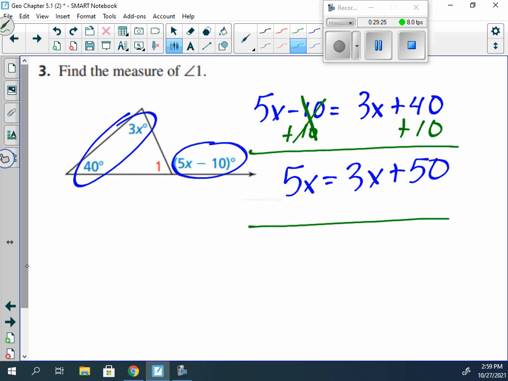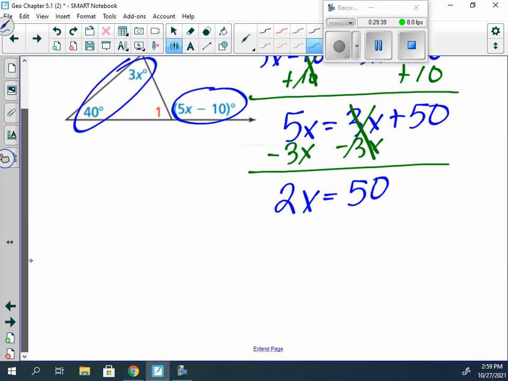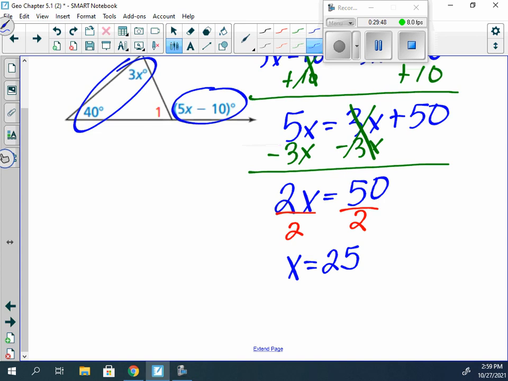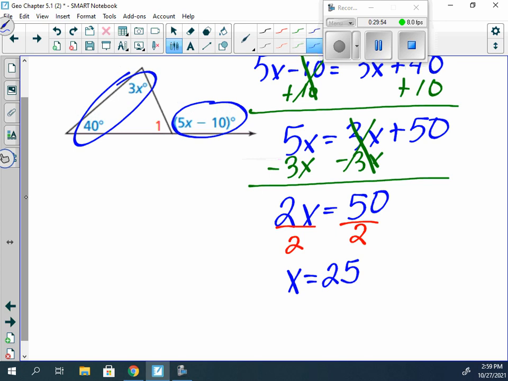Then we would subtract 3x from both sides, because we need to get x on the same side. 5x minus 3x is 2x is equal to 50. And then dividing by 2 will tell us x is equal to 25. Now to find the measure of angle 1, we need to plug it back in.